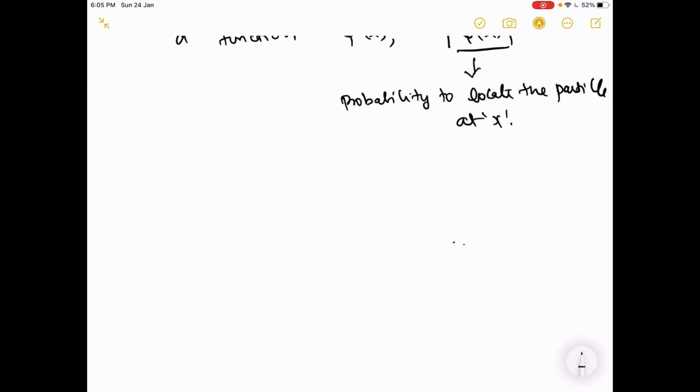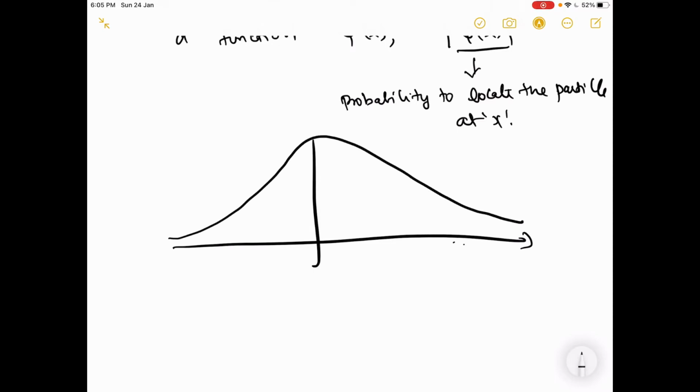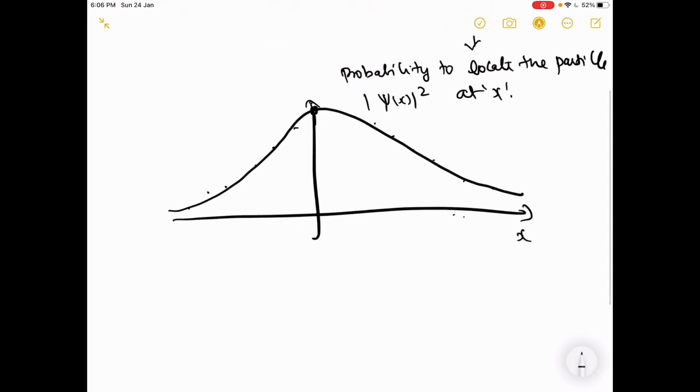Okay, so let's assume that we have a particle which behaves like this. Right, I am plotting as a function of x the mod psi squared. So what it means is the probability to find this particular particle at this point is the maximum, but there are chances to find it elsewhere at any other point. Okay, so what does this mean? There are two possible descriptions to this.